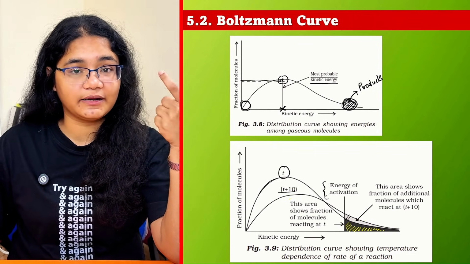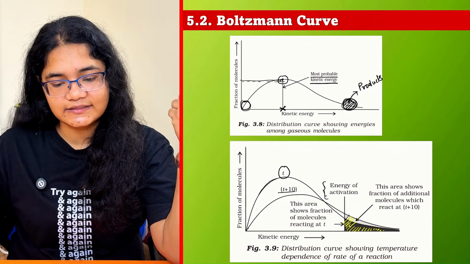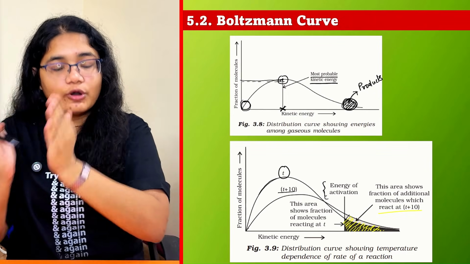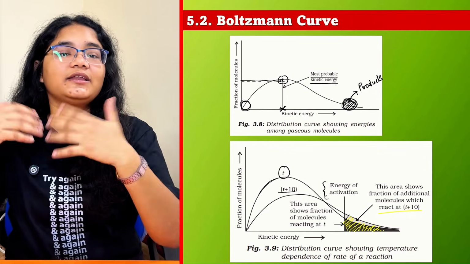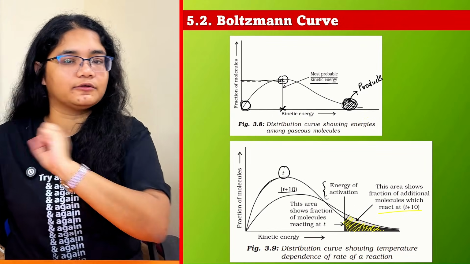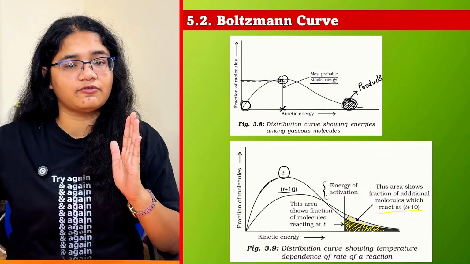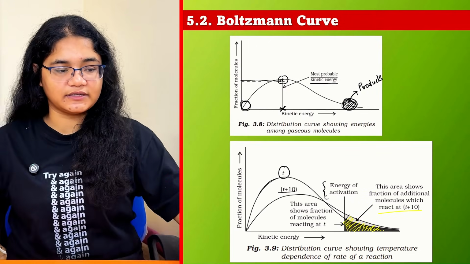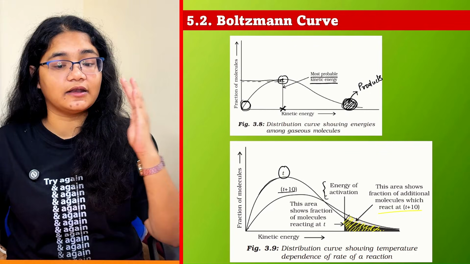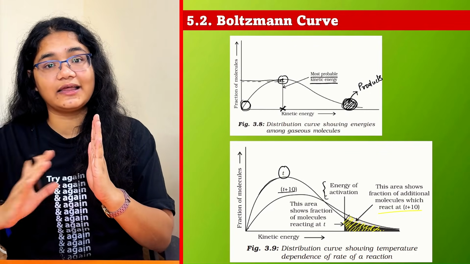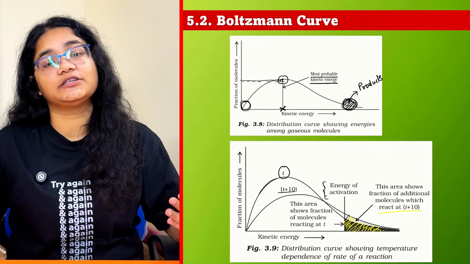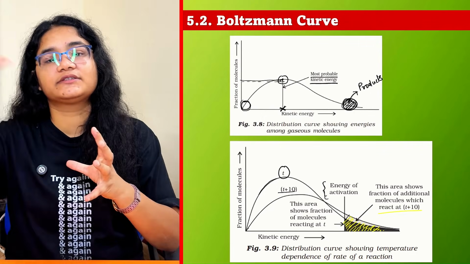Now when you have increased the temperature by 10 degrees, the number you can see here has increased, right? This area shows the fraction of molecules which react at T plus 10. So the number of molecules which can react at higher temperature is increased. Earlier, suppose 5 molecules were reacting; now you can see 5 plus another 3, suppose 8 molecules are reacting. If more molecules react, more products will form and the reaction rate will become faster. So why does the rate of reaction increase on increasing temperature? Because when we increase the temperature, the number of particles having energy more than the energy of activation increases and they can lead to the formation of products. So more molecules can form products.